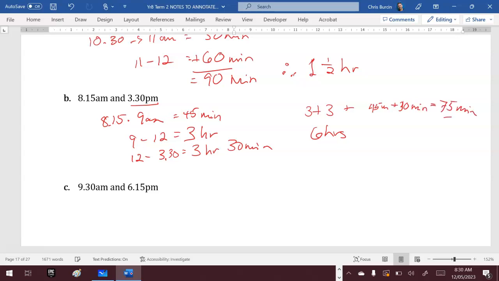And out of that, we already have a 60. So we'll add another hour. We'll take 60 out of that, which is 60 plus 15. And so now we've got 7 hours and 15 minutes.